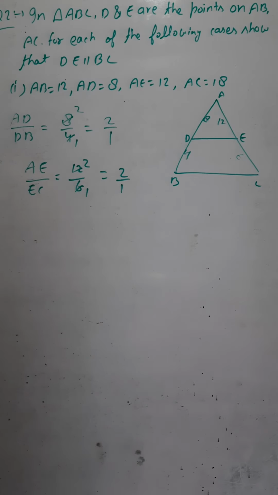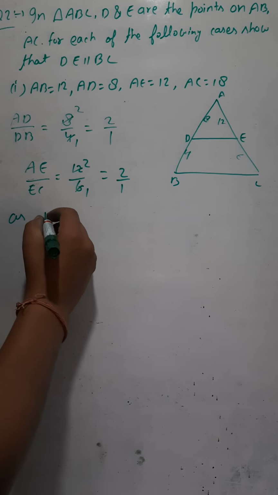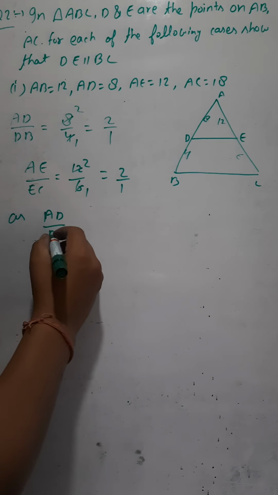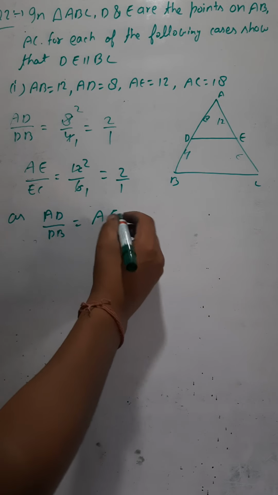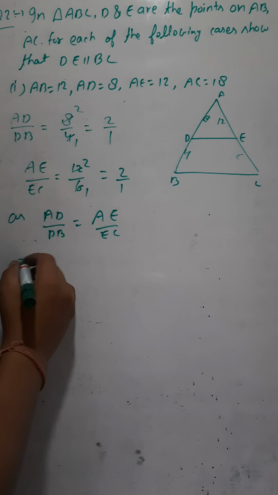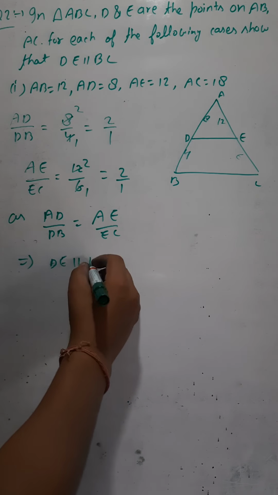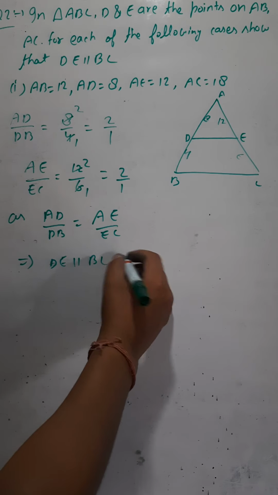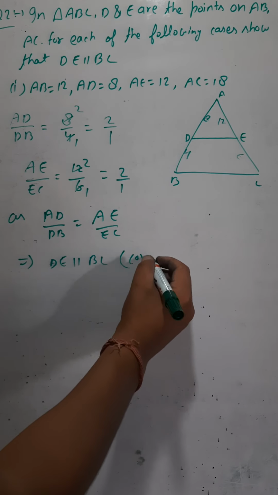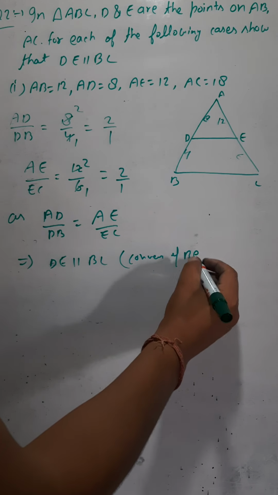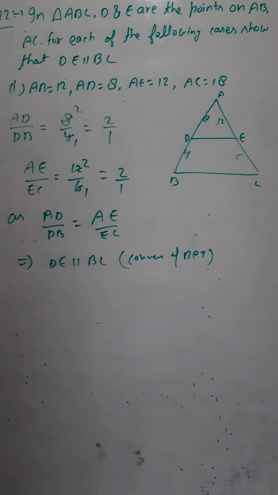So if the ratios are the same, this shows that the lines are parallel. This is the converse of BPT. Yes or not? So right here, as AD by DB is equal to AE by EC, it implies that DE is parallel to BC. Hence proved. Yes or not? So this is the converse of BPT. Just solve this.